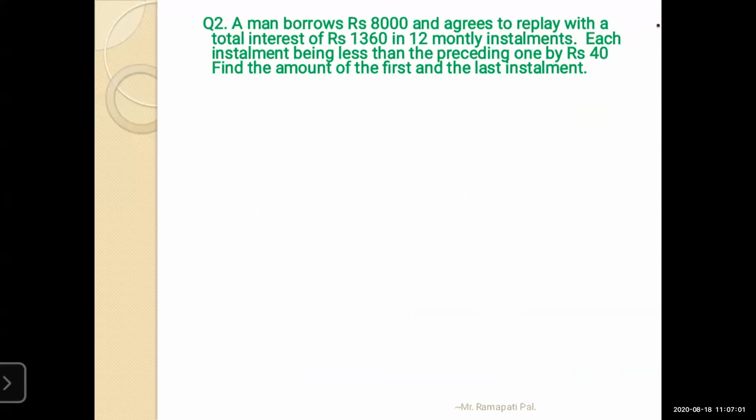Okay, a man borrows rupees 8,000. If you have saved some money, you have to give also. If you have not saved, you have to borrow also. A man borrows rupees 8,000 and agreed to repay with a total interest of rupees 1,360 in 12 months installment.